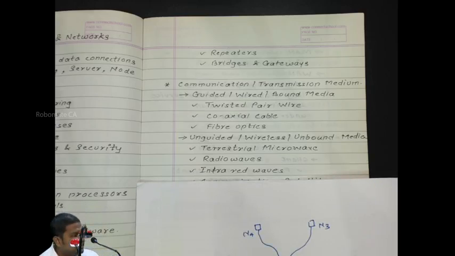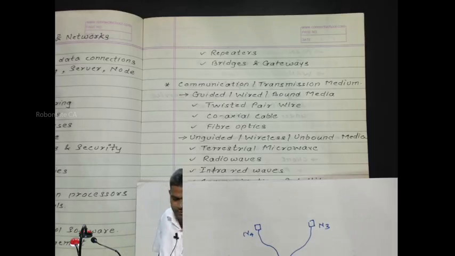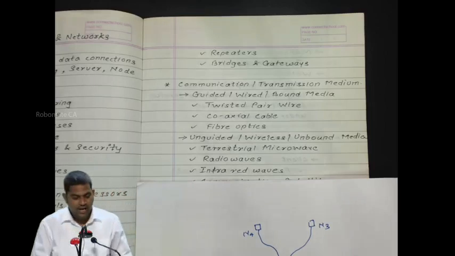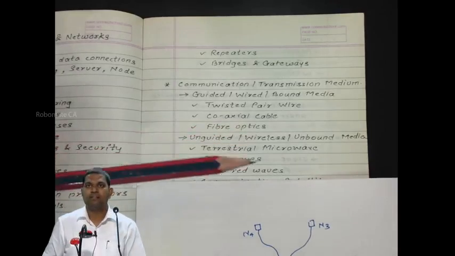Coaxial cable is a very special type of wire which is used for transferring data of higher capacity, or more data you will be able to transfer using this particular coaxial cable. How is it done? Now, I can demonstrate a coaxial cable with the help of this particular pencil.